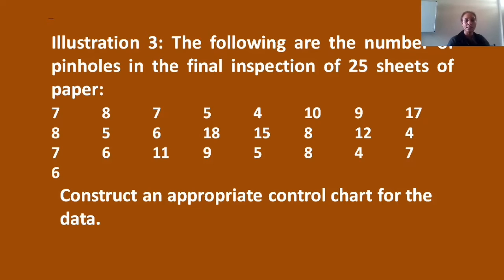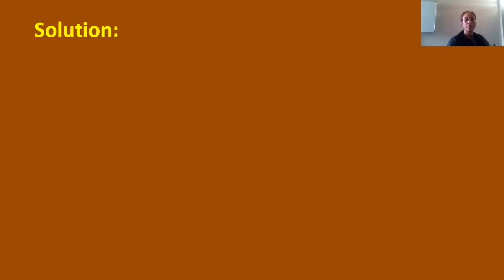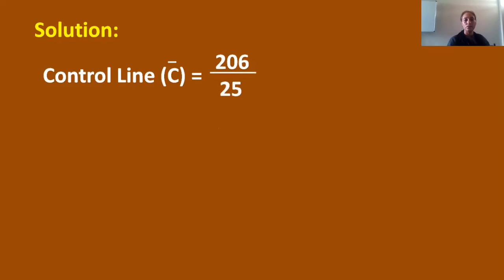So now we will see how we can find three lines for this information. So the first line which we need to find is the control line or the central line. So the formula is we need to add all the number of defects which are given in the question, and total number of defects are given as 25. So we will divide this by 25. So this will give us the control line value, that is 8.24.